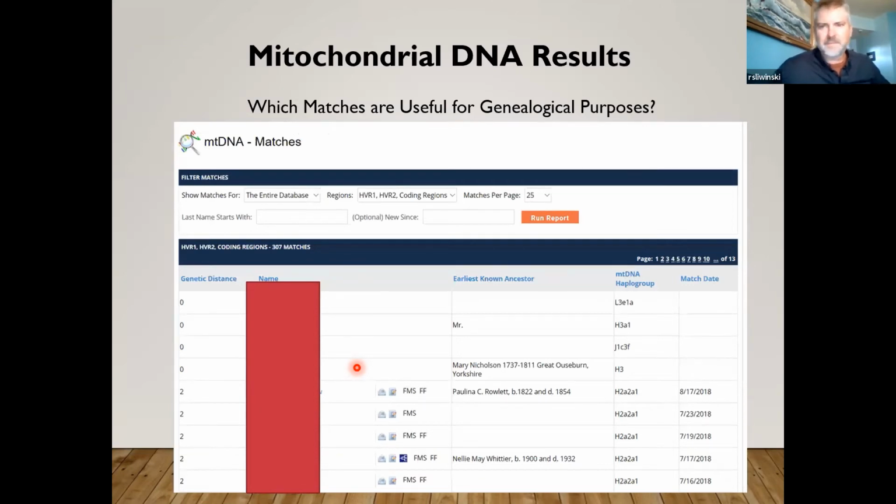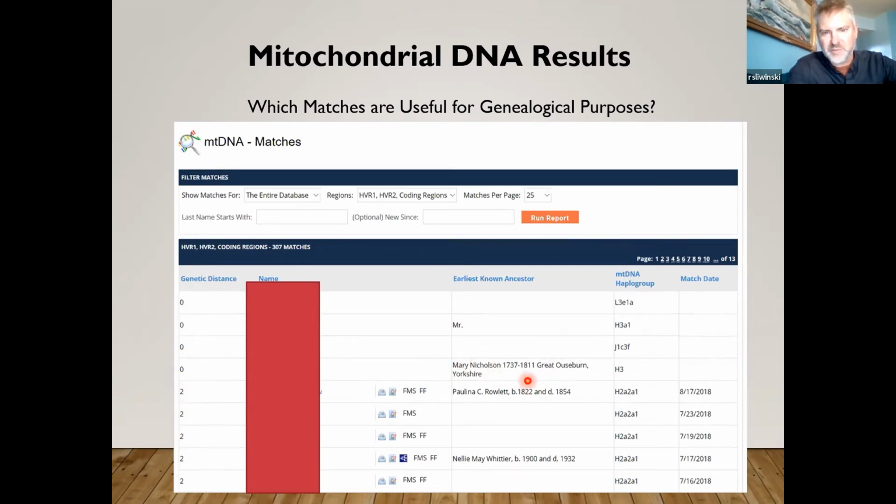mitochondrial results. Initially, when I have a 0, that means that they've done something wrong so far, because I've not had anybody less than 2 differences away from me. And again, at 2, that could be the 400 to 600 year difference in genealogically speaking. But it kind of gives you an idea.